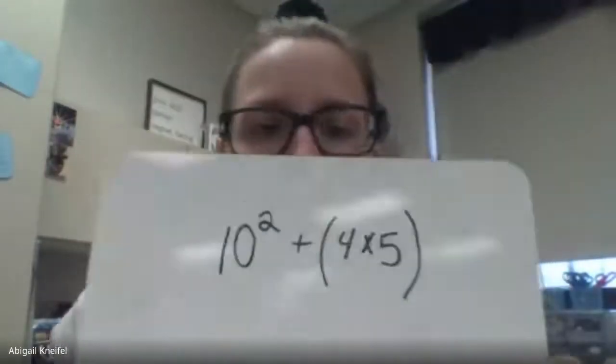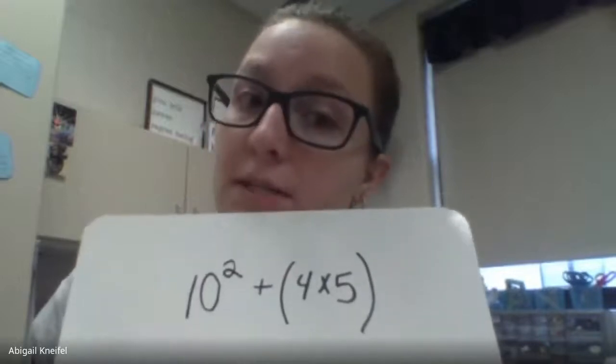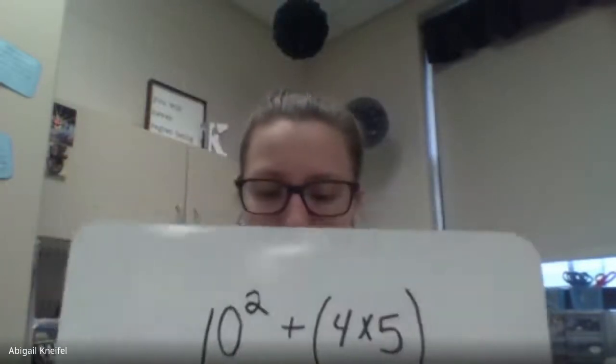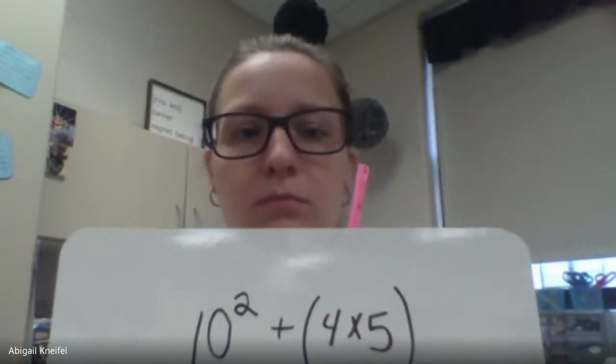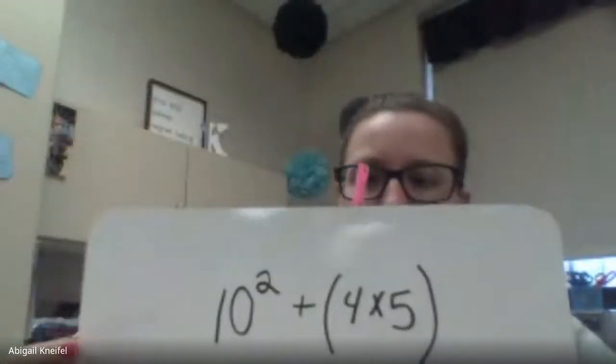New problem. 10 to the second power plus parentheses 4 times 5. There. Is that better?